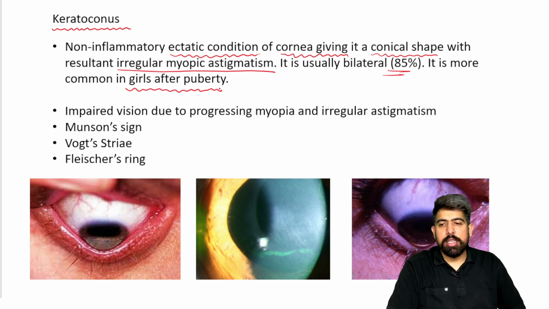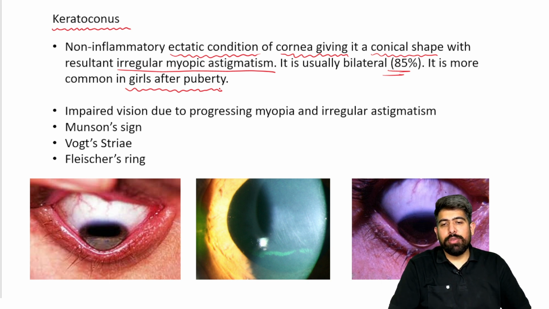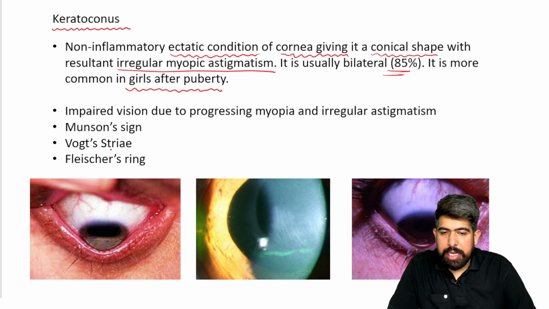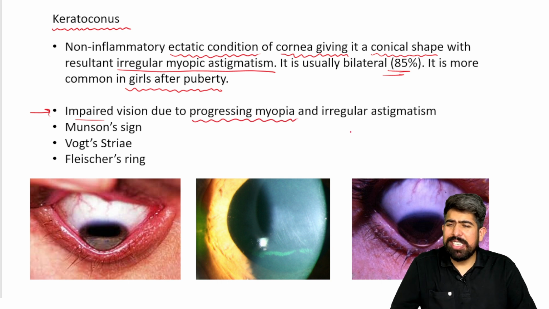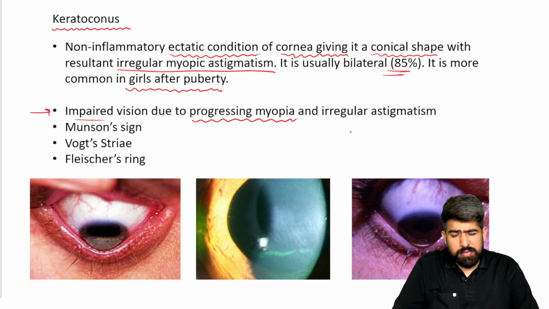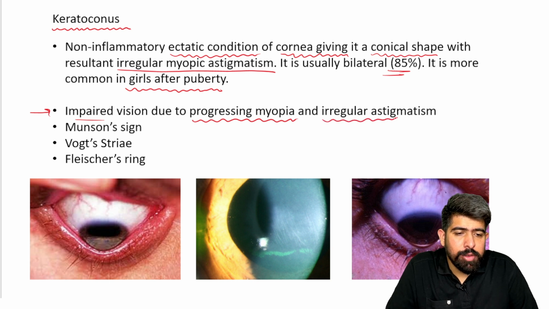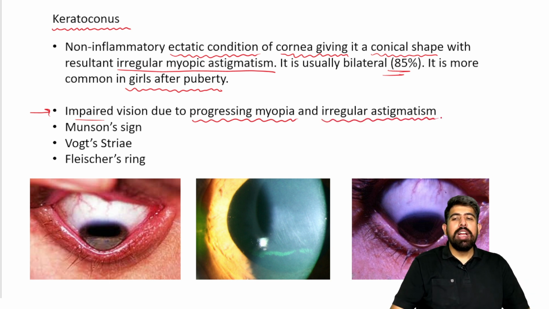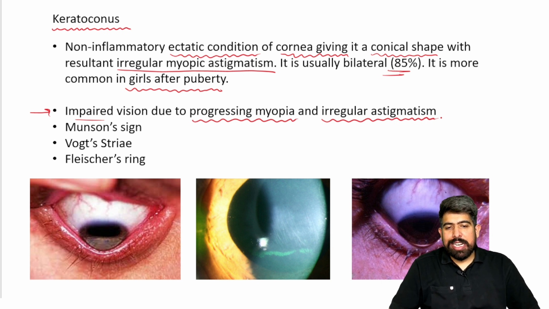So this is keratoconus. There is non-inflammatory axial growth of your cornea, making a conical shape, making a cone of it. What happens in this condition? There is impaired vision due to progression of myopia. The patient faces a problem with vision, has irregular astigmatism, and has a history of changing glasses frequently.